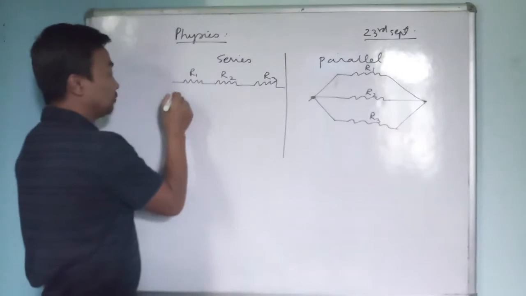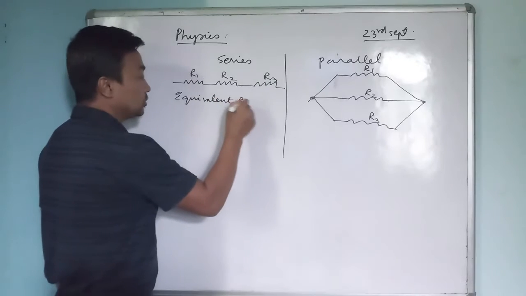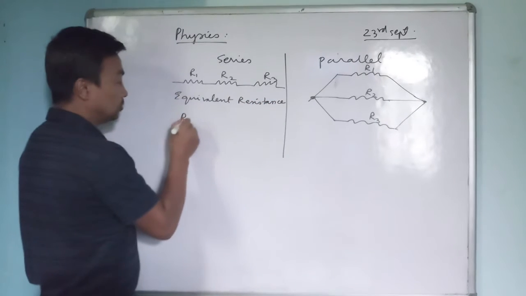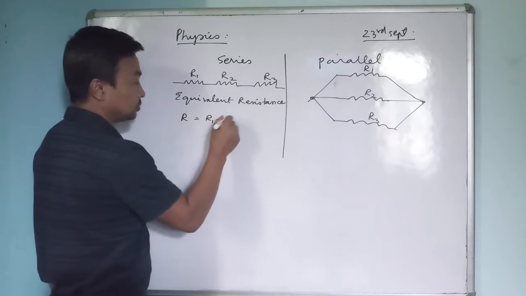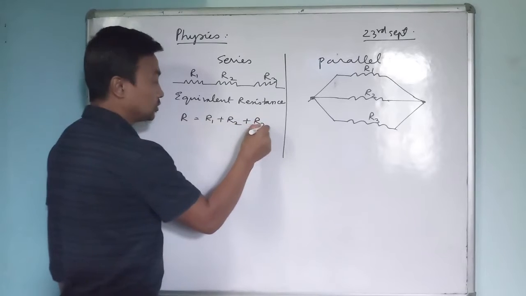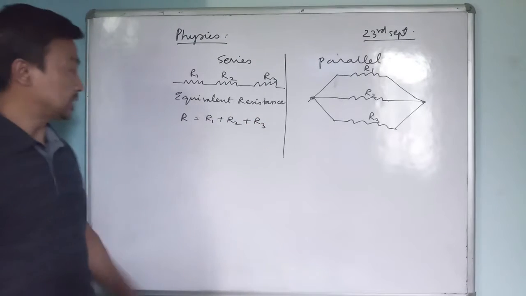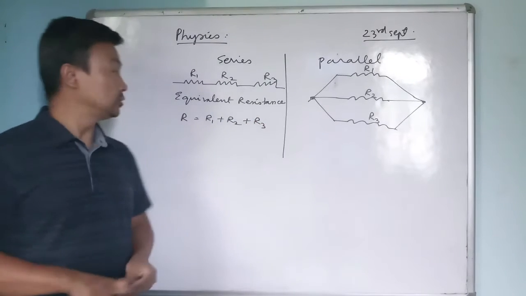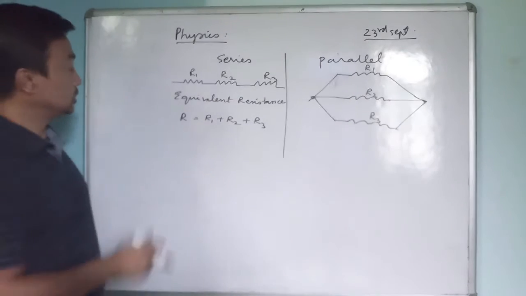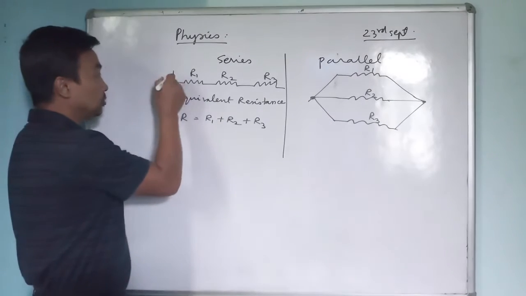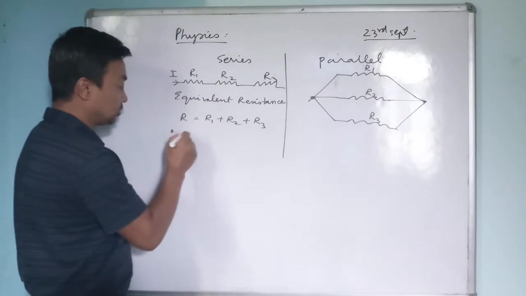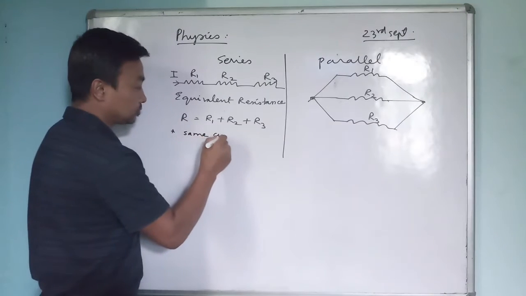In this we have found the equivalent resistance to be the sum of the individual resistors. Just simply sum, and it is observed that the total resistance will always be greater than the individual resistance. In the series we have found that there will be only one current flowing. Okay, so we have got the same current.